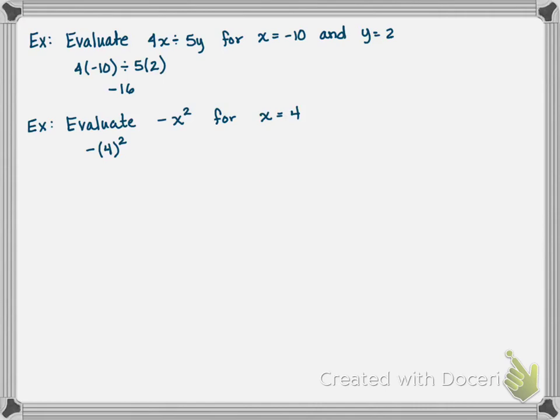-16, right? Because that negative sign is like multiplying by -1. So this is really -1 times 4 squared, right? And if we look at it like that, we see that order of operations tells us to square the 4 first and then multiply by -1, which gives us -1 times 16, which is -16.